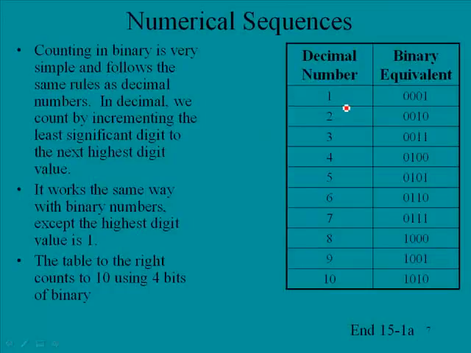Okay, numerical sequences. Counting in binary is very simple and follows the same rules as decimal numbers. In decimal, we count by incrementing the least significant digit to the next highest digit value. It works the same way with binary numbers, except the highest digit value is 1. The table to the right counts to 10 using 4 bits of binary.